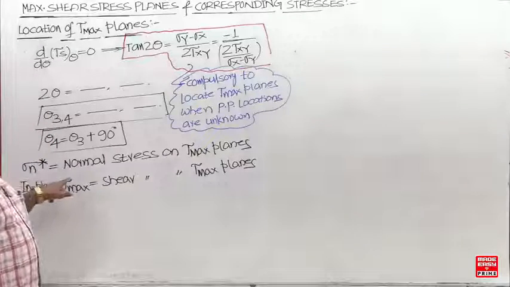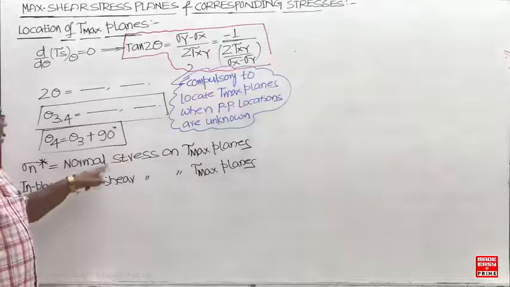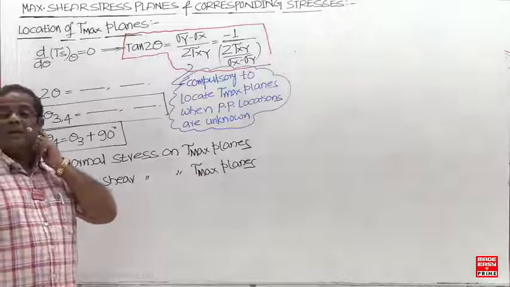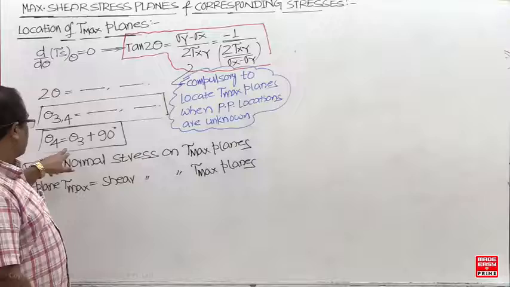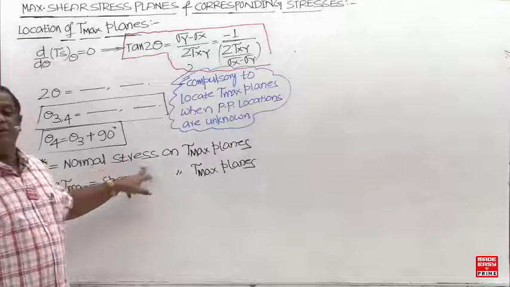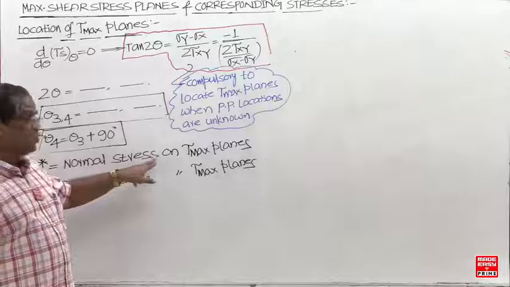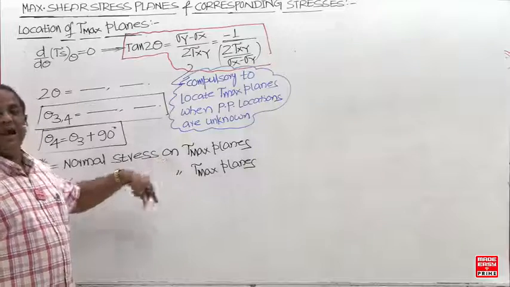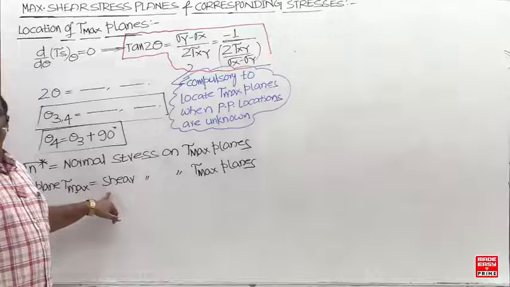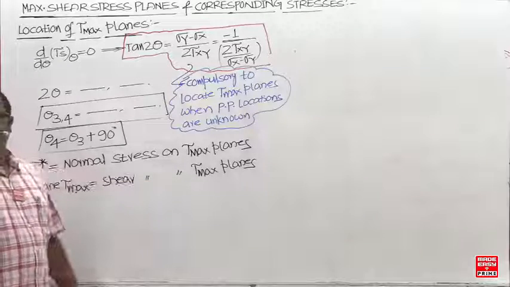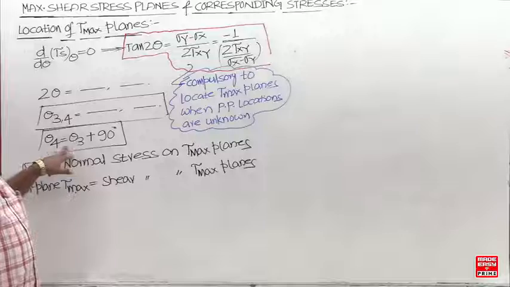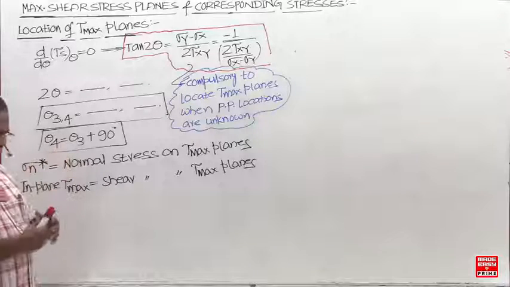Now to get the sigma n star, the normal stress on tau max plane. Normal stress on any plane is going to be calculated by the sigma n equation. You already got the plane locations, theta 3 and theta 4. So how to find this value? By substituting the value of theta 3 or theta 4 in the sigma n equation. And this is how we are going to get it. Now this is the shear stress on tau max plane. So once again this is going to be determined by substituting either theta 3 or theta 4 in the tau equation.